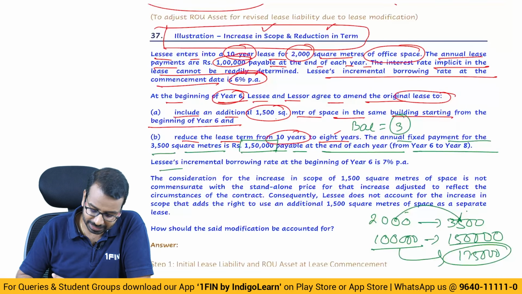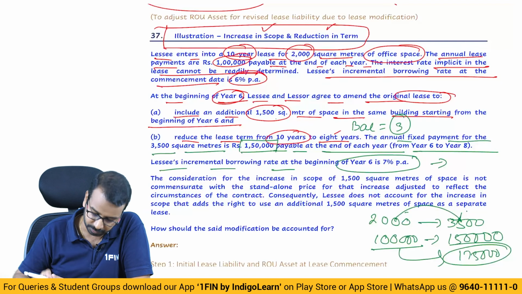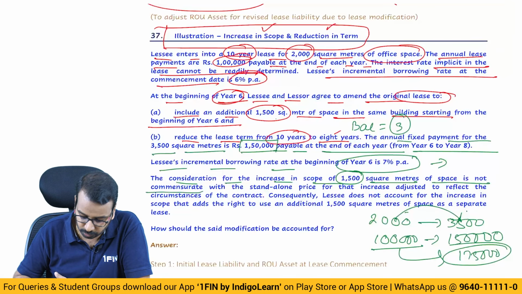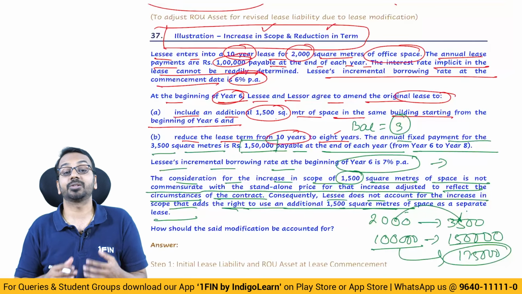Lessee's incremental borrowing rate at the beginning of year 6 is 7%. This is for remeasurement purpose. The consideration for the increase in scope of 1,500 square meters of space is not commensurate with the standalone price for that increase adjusted to reflect the circumstances of the contract. Consequently, lessee does not account for the increase that adds the right to use an additional 1,500 square meters as a separate lease. So, they themselves are saying it is not commensurate.